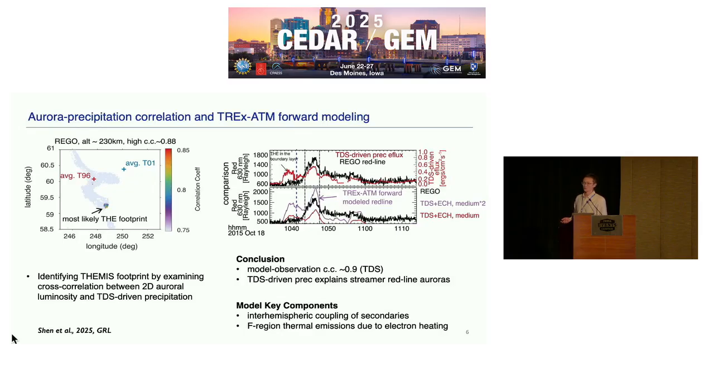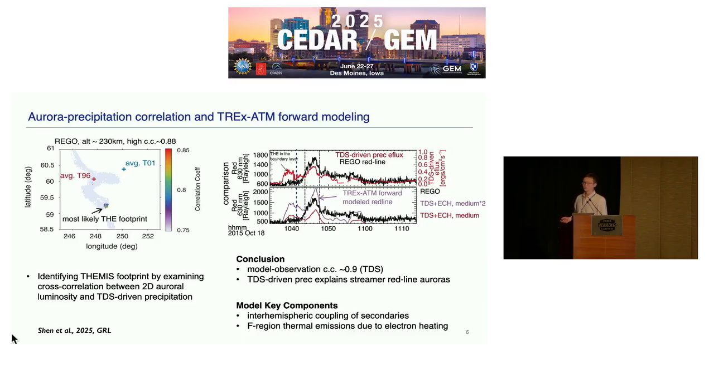It's about a degree in latitude away from the Signal model predictions. The figure on the right, the top panel, shows the corresponding measurement of red line auroral intensity variations, the black line, with correlated CMES predicted energy fluxes driven by the diffuse aurora due to TDS. We see a highly correlated data set.